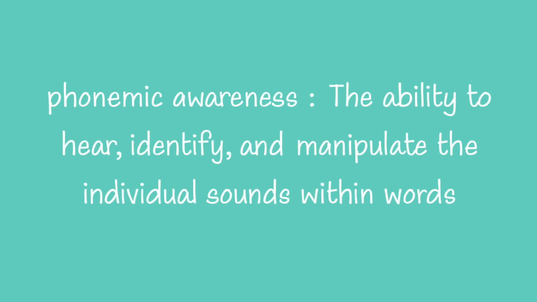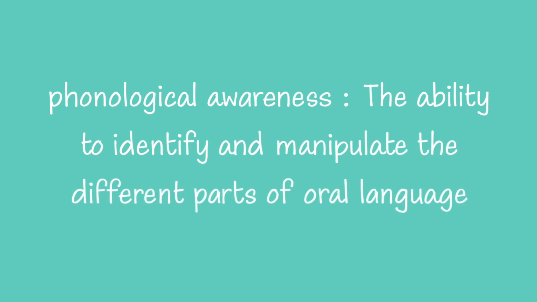Also, you have something called phonemic awareness, and that is your child's ability to hear, identify, and manipulate those individual sounds within words. Just like in the word bat, your child needs to be able to hear B, A, and T. Also, you have something called phonological awareness, which is when your child is identifying and manipulating the different parts of oral language, like syllables and rhyming. So you might ask your child, what rhymes with cat? Is it fat or car? And your child would have to know.